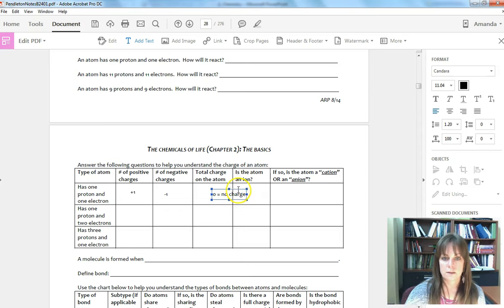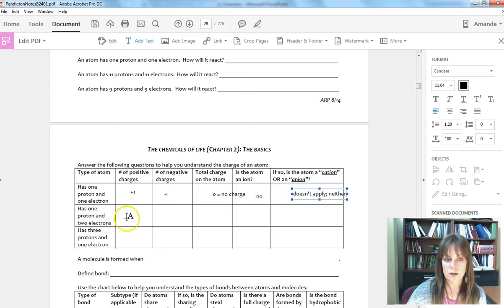All right. Is the atom an ion? Well, ions have charges. Does this have a charge? No. So no. And then this next column says, if so, is the atom a cation or an anion? Well, it's not an ion, so it doesn't apply. Okay. It doesn't apply. Or you could put neither. Okay, let's do the next one.